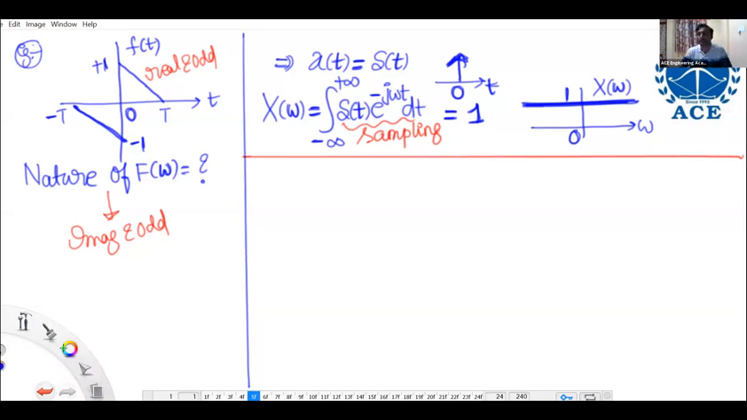What is the Laplace transform of the impulse function? Think and answer me. That is also 1. Laplace of impulse is 1. Very good. What is the Fourier transform of impulse? That is also 1. Any transform of impulse is 1 only. Impulse in the time domain is constant in the frequency domain.